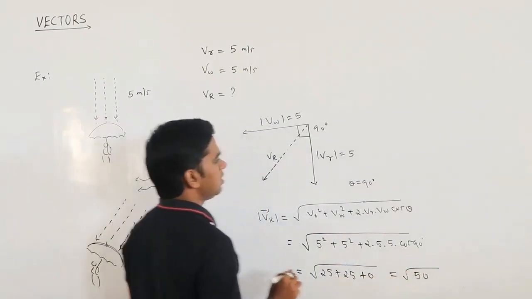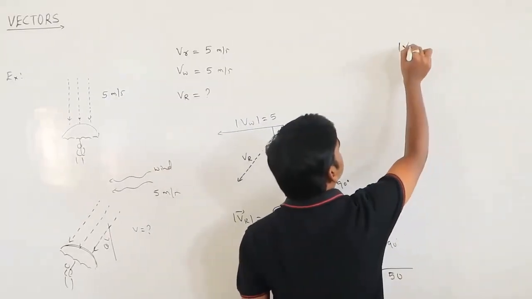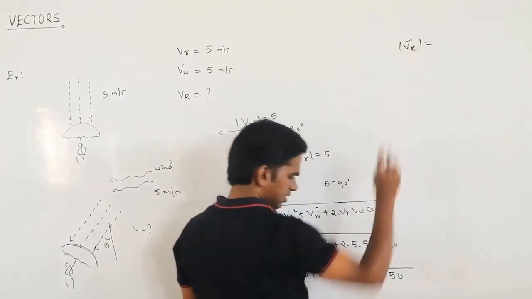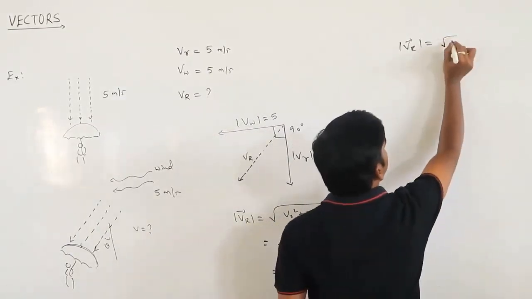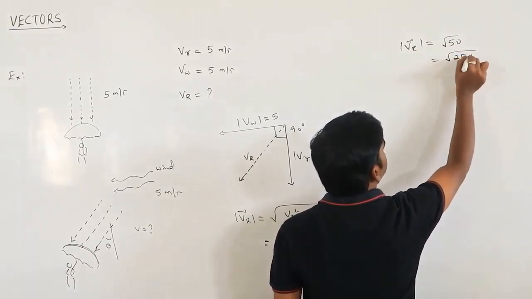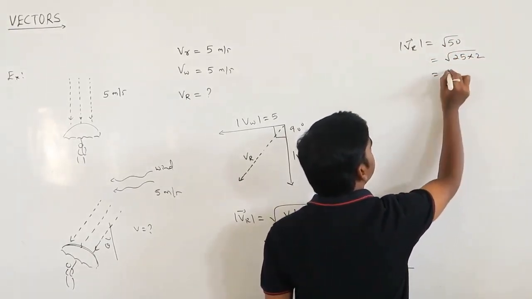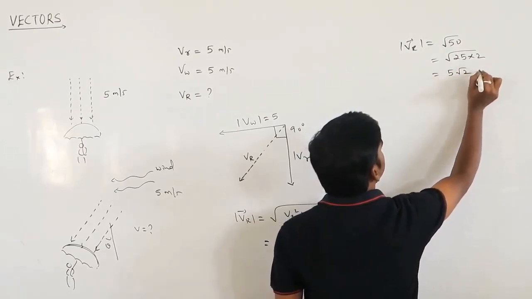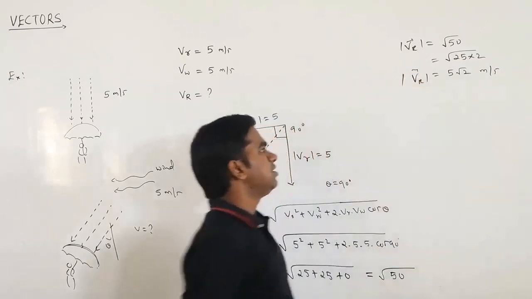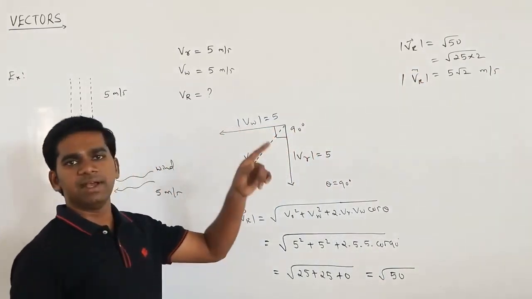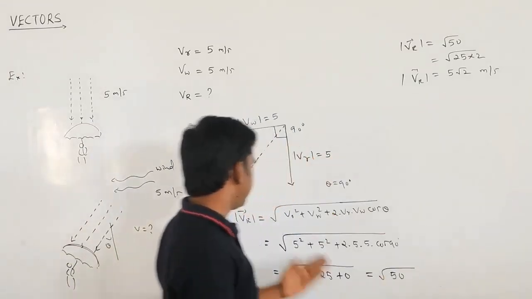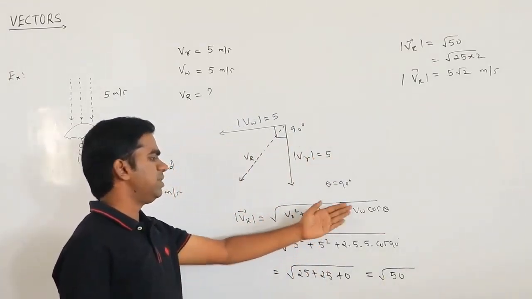Okay. So resultant VR is equals to what will be the answer? Root of 50. Root of 50, can I write it as 25 into 2? So root of 25 will become what? 5. So 5 root 2 will be the resultant velocity. So magnitude of resultant velocity is what? 5 root 2 meter per second. Okay. So you can get the answer like this: a square plus b square plus 2ab cos theta.